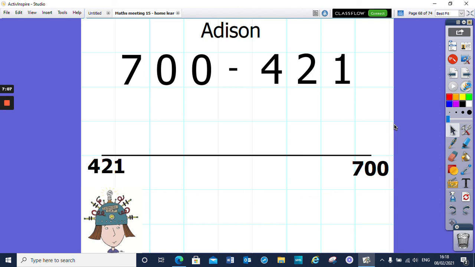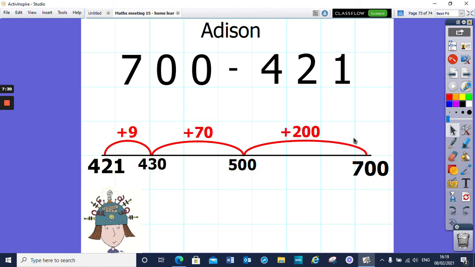We've got our part, we've got our whole, and we need to work out the other part from 421 to 700. So we look at that 1, going to add a 9 to get to 430. Next nice round multiple of 100 now, we've got 30. What makes the next 100? 430 plus 70 to get to 500. We're at 500 now. What do we have to add on to 500 to get 700? 200. So that's our number line, but where's our answer? That's right, 279. 700 subtract 421 is 279. Well done if you got that one correct.